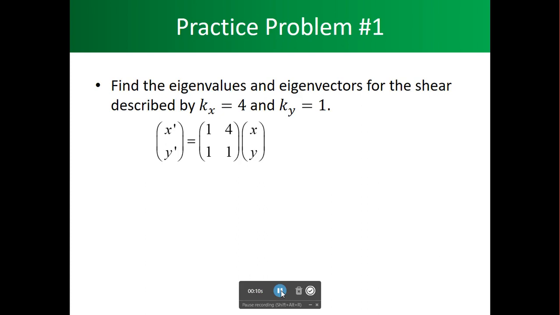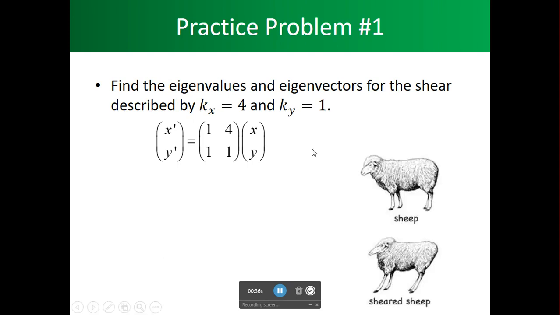We asked you to work the practice problem. We worked a problem that was similar to this. We've asked to find a value and an eigenvector for a shear described by kx equals 4 and ky equals 1. In class, work at it, and whatever you can work, if you can't solve it, we'll go over this in class. If not, we will move on to our next point.